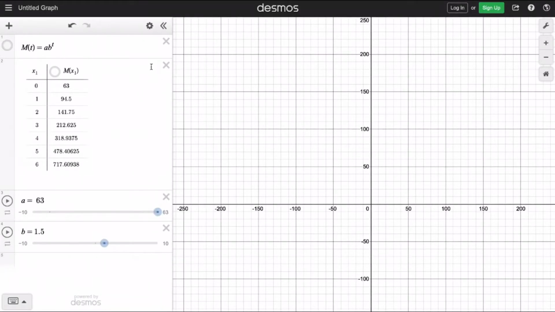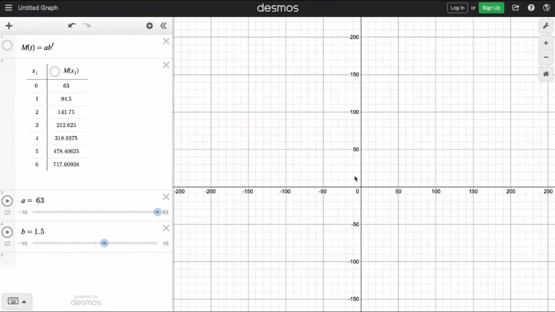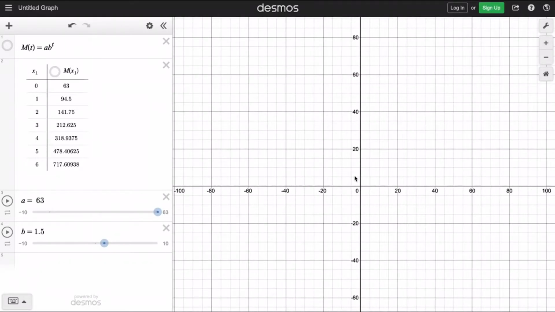The reason t is a power in this equation is because after 10 minutes, the mass of bacteria is 63 times 1.5, and after 20 minutes, it is 63 times 1.5 times 1.5. Or we can simplify it to 63 times 1.5 to the power of 2, and etc. And if we insert this equation into Desmos, we can see how the results are plotted.